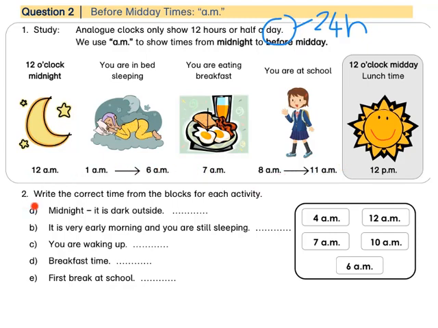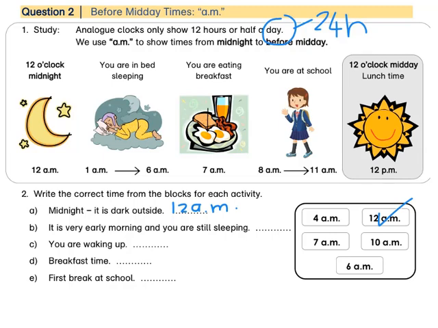Number 2, write the correct time from the blocks for each activity. I'm going to do this all with you. So for A, it is midnight. It is still dark outside. We have just learned that midnight is the very beginning of the new day, so it gets an AM, and it is 12 a.m. So we have used that one from the block.